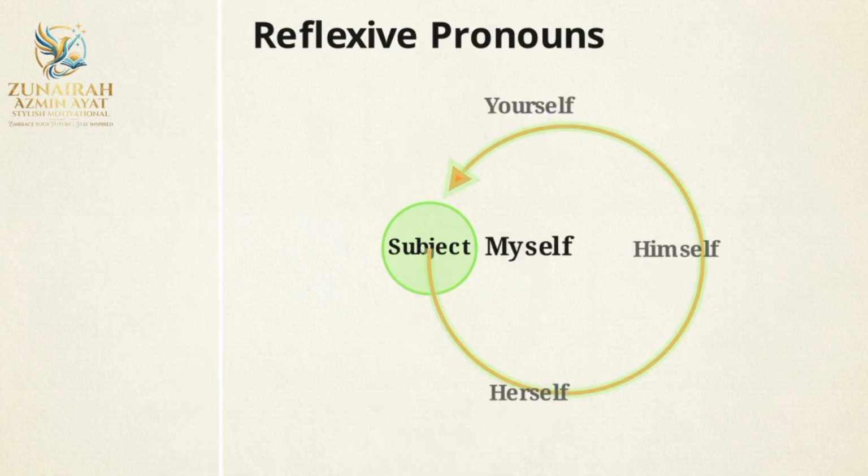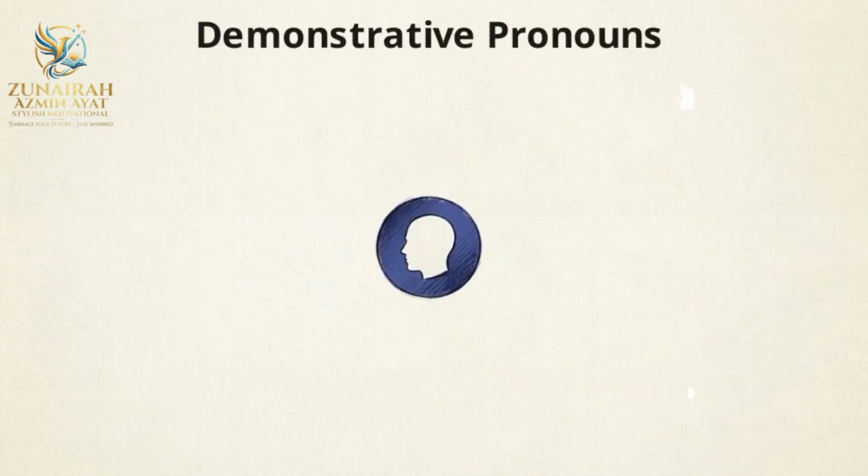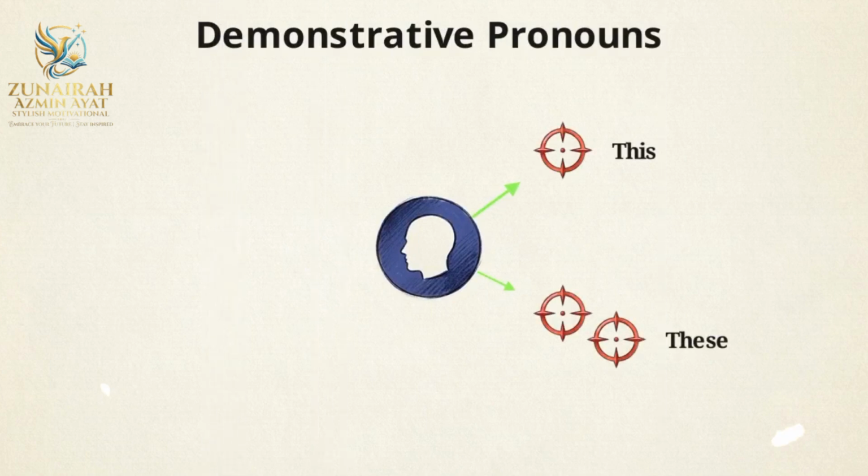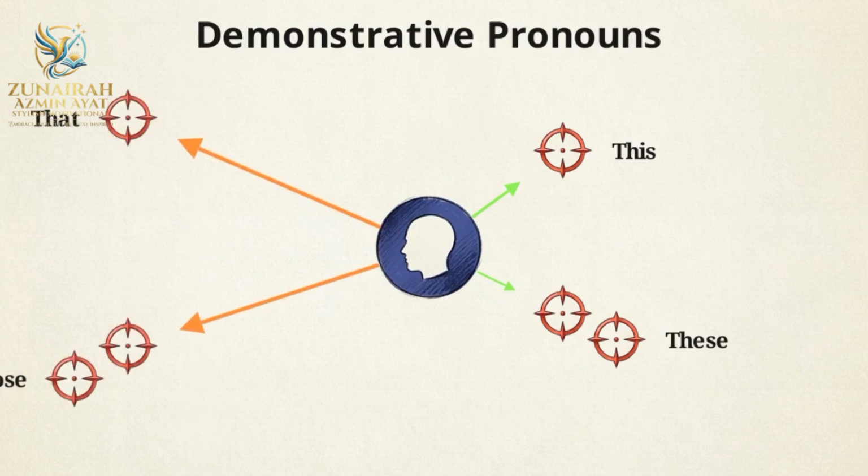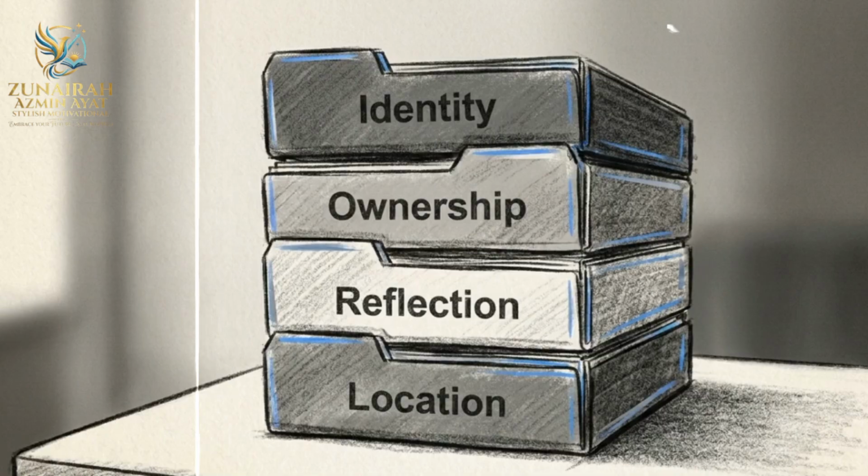They signal that the subject and the object are the same entity, preventing the need to name the person a second time. For referencing objects in physical space, we use demonstrative pronouns. Words like this, that, these, and those act as navigational pointers, identifying objects based on their proximity to the speaker. These first 4 categories manage our physical and identity-based references.